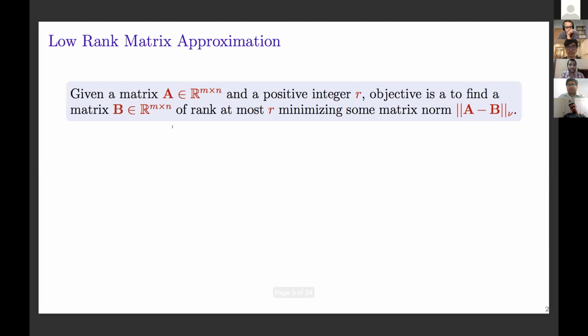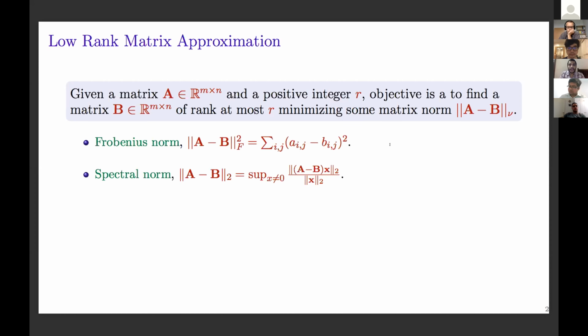So in general, what is the problem, low rank matrix approximation? We are given a matrix A of order m times n, and we are also given a positive integer r. Our objective is to find a low rank matrix B, that means the rank of B should be at most r, minimizing some matrix norm of A minus B. Two widely used norms are the Frobenius norm and the spectral norm.